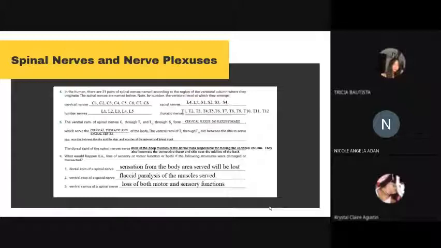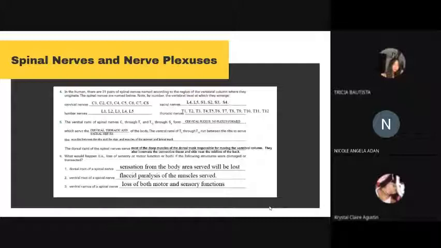For number 4, in the human, there are 31 pairs of spinal nerves named according to the region of the vertebral column where they originate. The spinal nerves are named below. Cervical nerves is composed of C1, C2, C3, C4, C5, C6, C7, and C8.